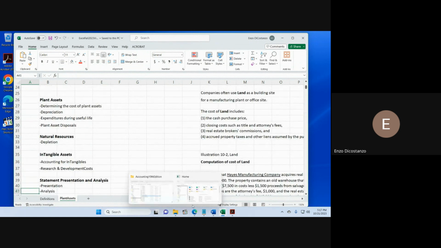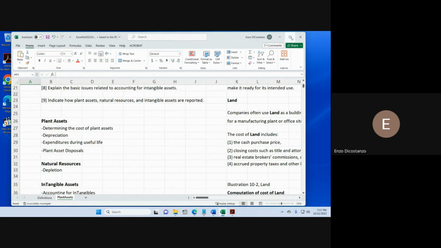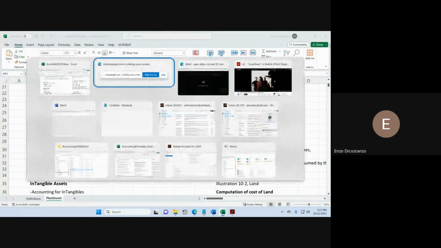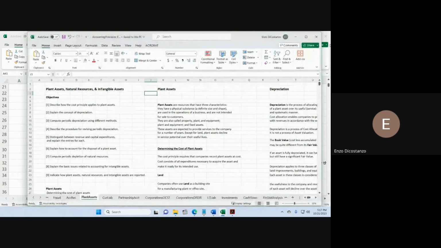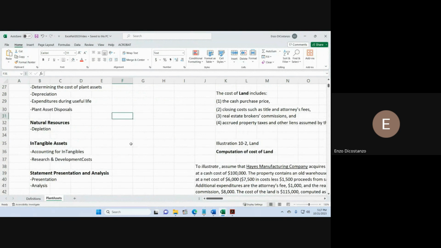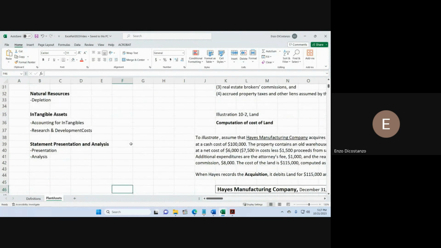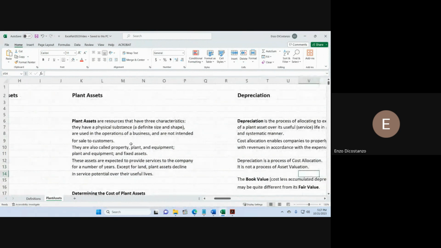And you're going to determine the cost of plant assets. You're going to do things like that, and actually I'll make these a little bigger for us as we go along. Since I'm back in the PC environment, I can just toggle between those two now. Depletion, accounting for intangibles, research and development costs. And again, it always goes back to the statement presentation. It'll always go back to that.